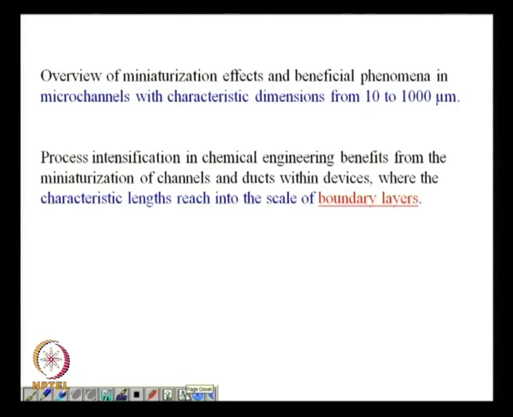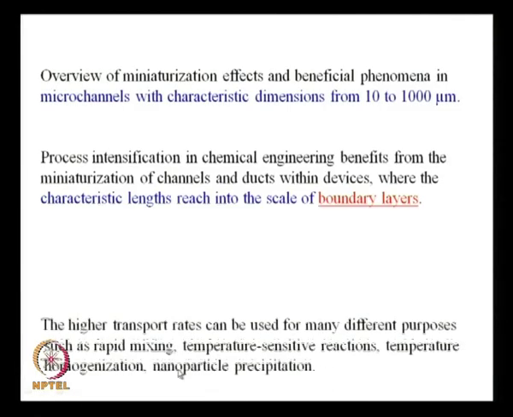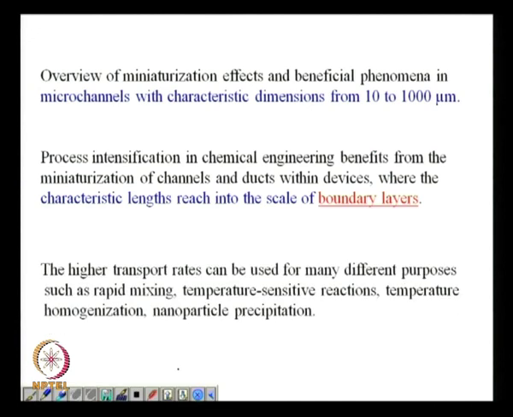Okay. This is the reason why the microstructured devices or micro devices will definitely work, in terms of its transfer length is going to be very small, on the scale of the boundary layer, and the higher transport rates which one encounters in these type of devices is a direct result of the sizes being comparable with that of the boundary layer.